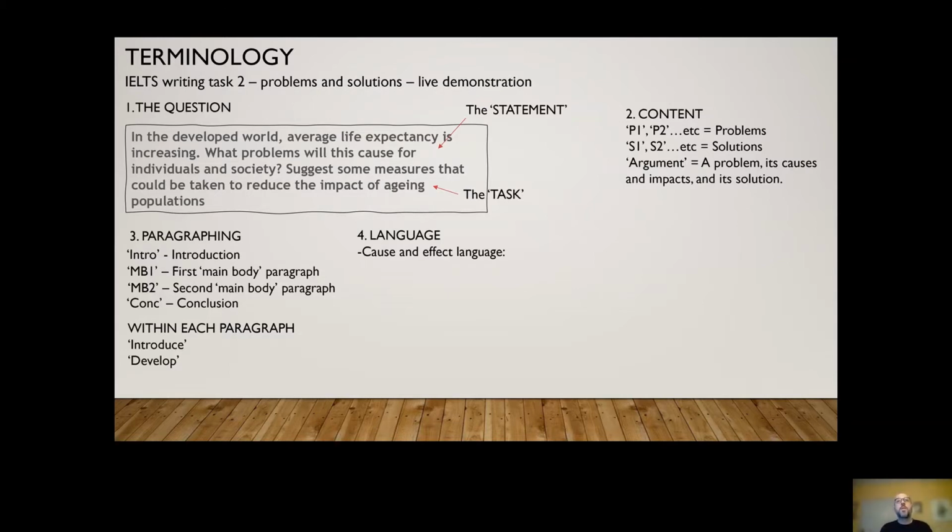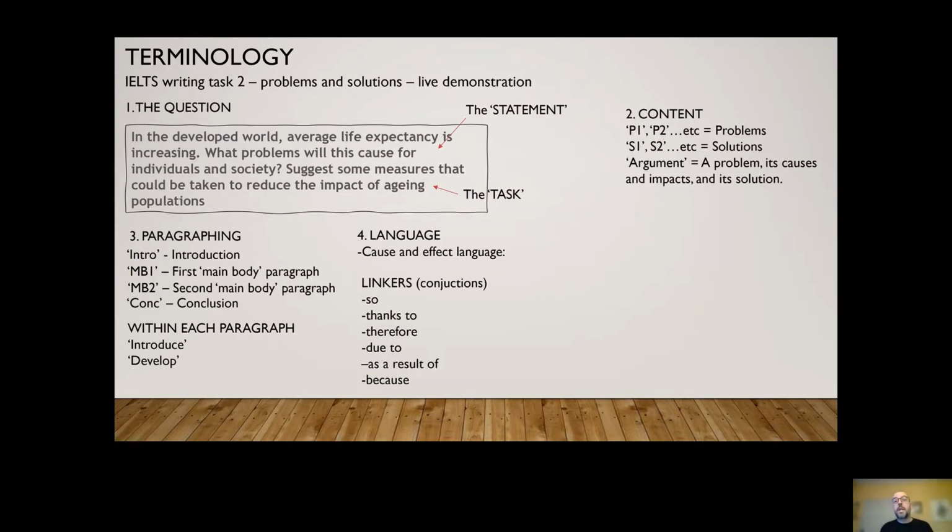But what kind of language and grammar and vocabulary is very specific to a problems and solutions essay? Well, it's all of the language of cause and effect, right? So I'll talk about 3 different ways of expressing cause and effect here. They're not the only ones, but these are very useful structures to incorporate into an essay where you're talking about problems and solutions.